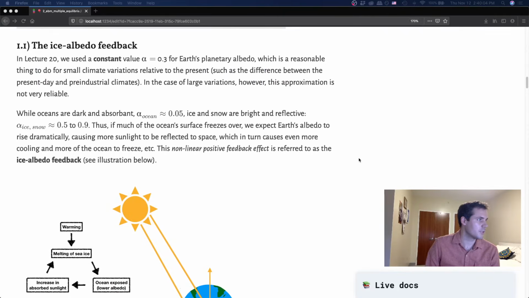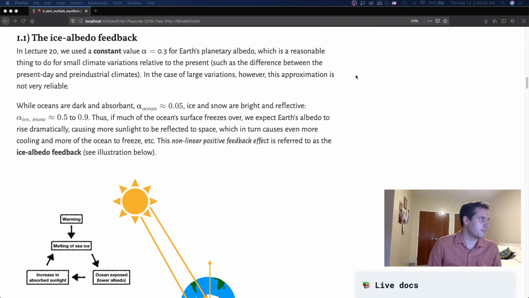Okay, so let's talk about some of the physics as to why we think that might have happened. I want to focus on this parameter alpha, which is the reflectivity, or the albedo, of the planet. In the last lecture, we talked about how this is basically just a constant value for small changes in climate.